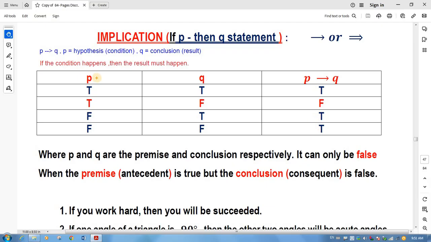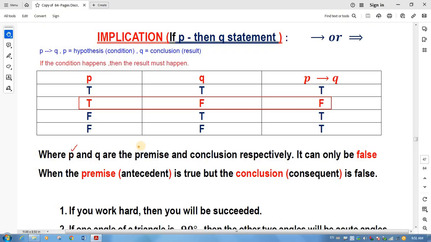अगर condition P की ट्रू वैल्यू ट्रू हो और रिजल्ट की ट्रू वैल्यू फॉल्स हो, तो फिर इन दोनों का जो स्टेटमेंट है, कंडीशनल स्टेटमेंट है या implication, उसकी वैल्यू फॉल्स होगी. The value of this conditional statement will be false if the truth value of P, that is if the condition holds and the result fails. अगर P की वैल्यू ट्रू हो, Q की वैल्यू फॉल्स हो, तो इस स्टेटमेंट की वैल्यू फॉल्स होगी, बाकी वैल्यू ट्रू होगी. Where P and Q are the premise and conclusion respectively.